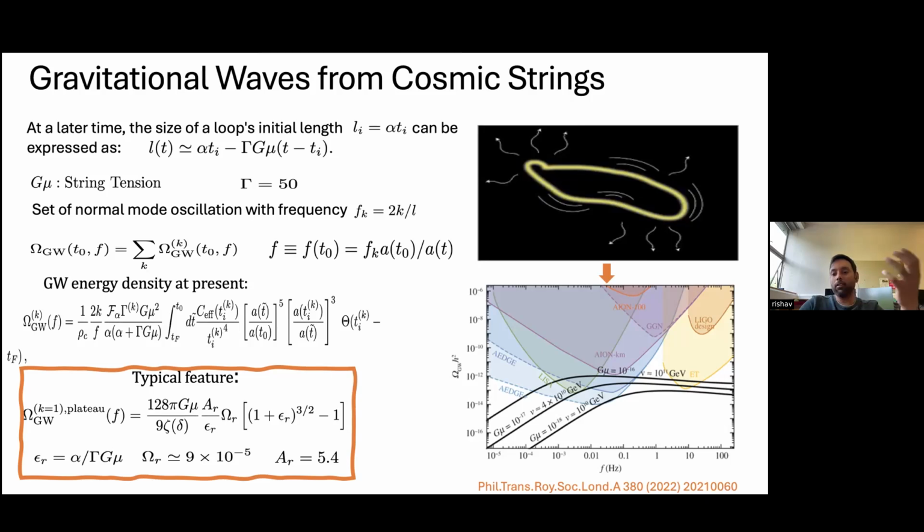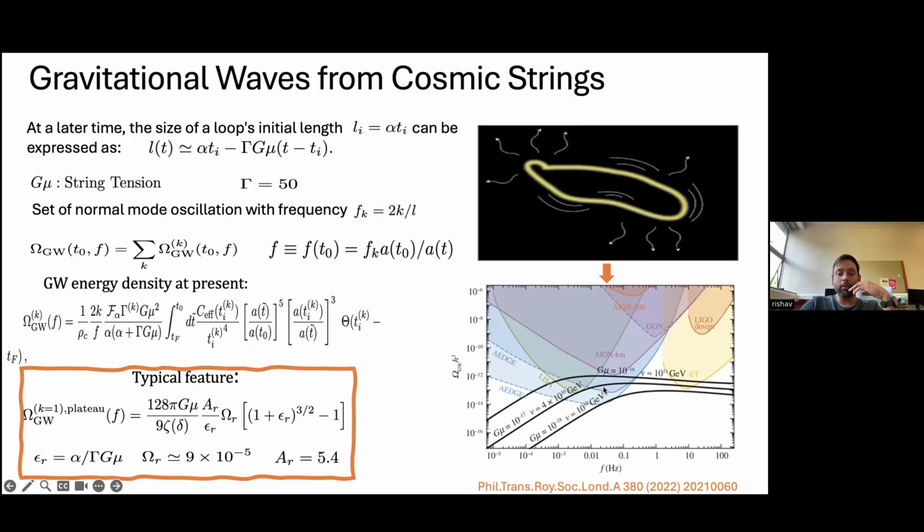But at a later stage, the string can completely decay in the radiation dominated era, or it can decay in the matter dominated era, and hence the spectrum falls as f to the power of -1 in the lower frequency regime, as can be seen from this plot. And this is the typical feature of the gravitational wave spectrum from the cosmic string. Note that the amplitude depends on this string tension, as can be seen from this expression. It depends on G mu.